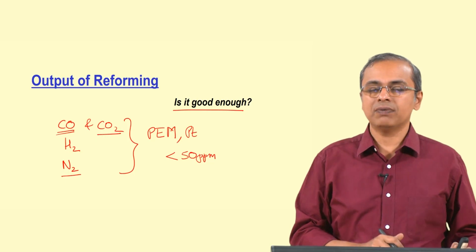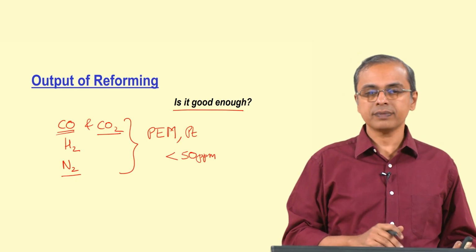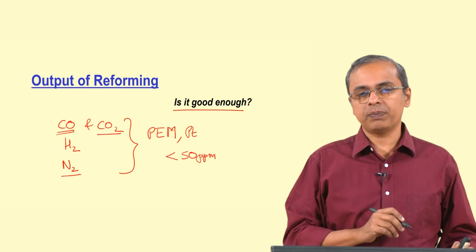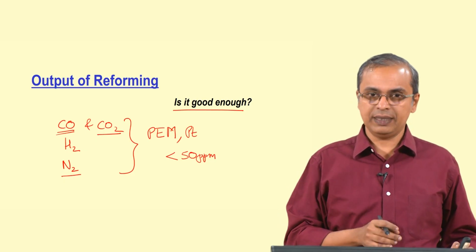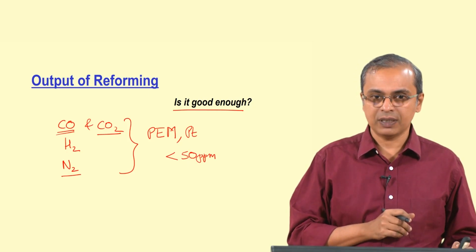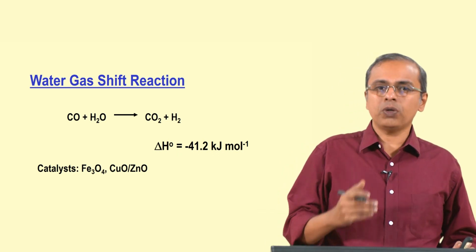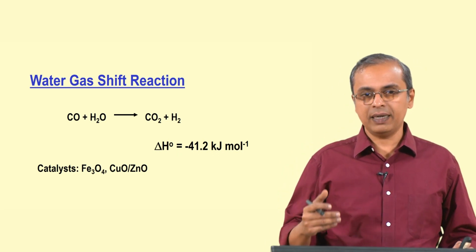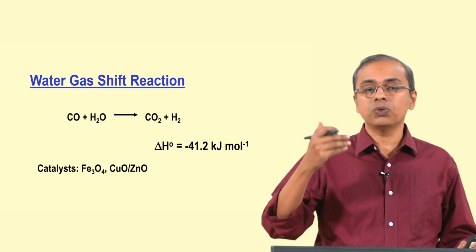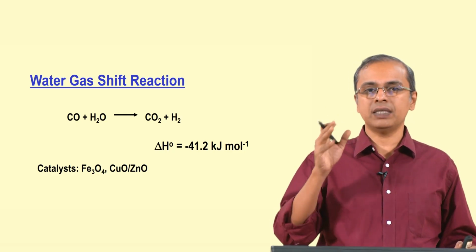CO is the one that you have to deal with much more carefully, because it will poison the fuel cell and stop it from operating. So more generally, the output of the reforming process is not good enough to be directly used in the fuel cell. You have to do something more to the output to make it usable. So two more processes are often made available in a fuel cell reforming setup, which help you clean the gas stream, cleaning in the sense of reducing the CO content.